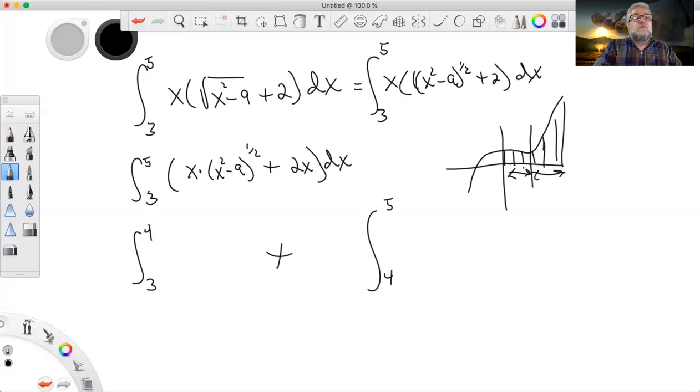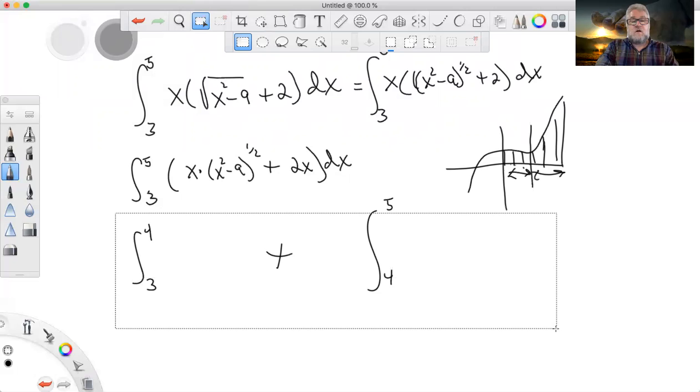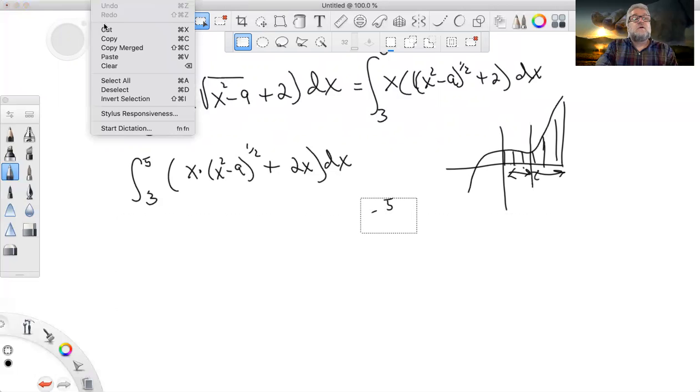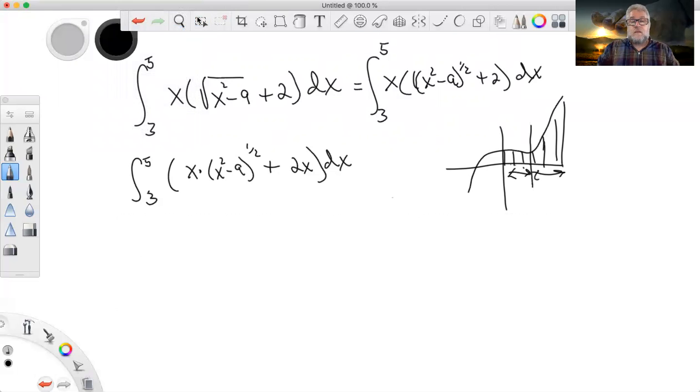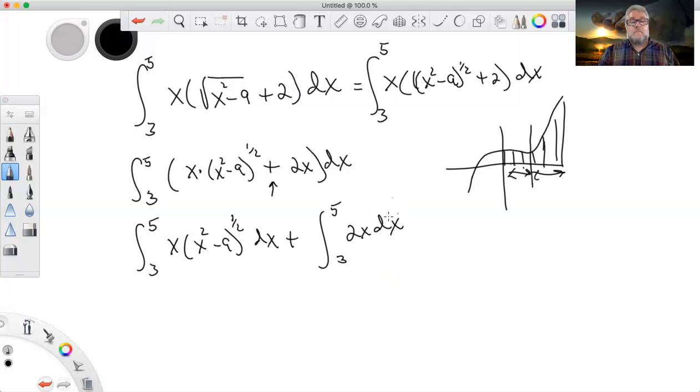The other thing we could do, since it's a sum, oops, hang on, let me get rid of this. Since it's a sum, well, it's a sum right here. I know I can break this up because we've done this before. I could separate these two into separate integrals. And now this one is a nice, easy one.